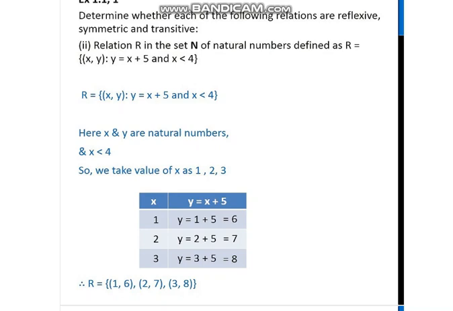Now see, for transitivity we need to find the pairs. Here if we consider (1, 6), we have to find one pair which starts from 6, but we don't have any pair. Similarly, if we consider (2, 7), we don't have any pair which starts from 7. Similarly (3, 8), we don't have any pair which starts from 8. So here the necessary condition does not get satisfied. Therefore we will assume that this relation is transitive. So this relation is not reflexive, not symmetric, but transitive.